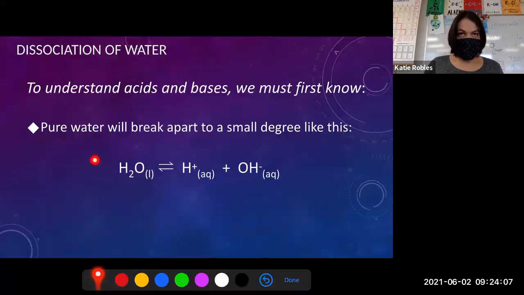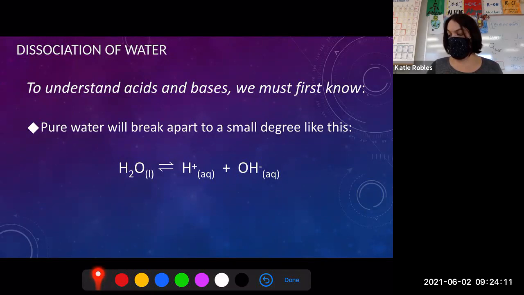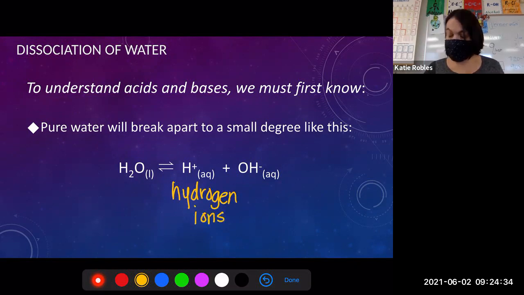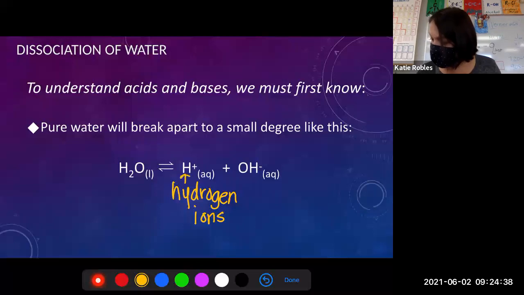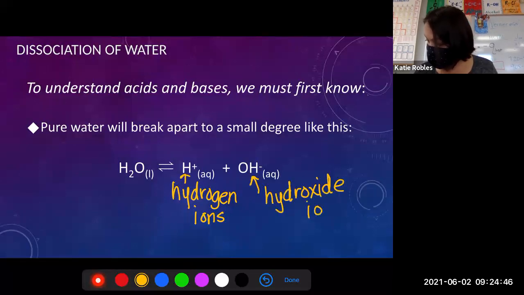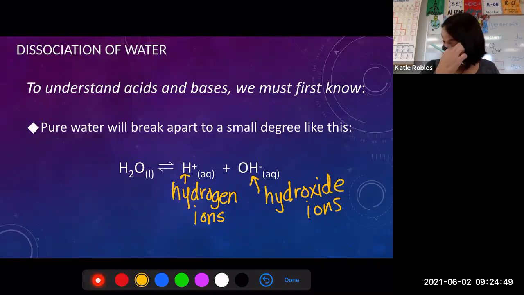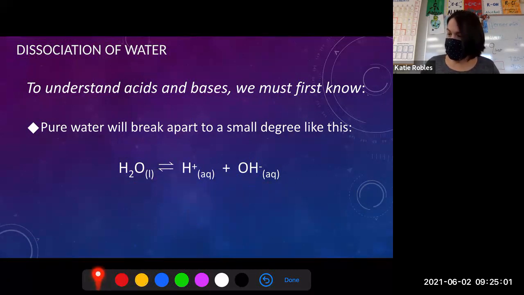Water, pure water, when it's just sitting there in a cup, will break apart a little bit into hydrogen ions and hydroxide ions. So water breaks apart to a small degree like that. And I'm going to write down those names because these names are going to become kind of confusing here in a minute. So water breaks apart into hydrogen ions, and this guy is called a hydroxide. It's a good word to know for chemistry because we use it a lot in chemistry and organic chemistry. Now, not very much, okay? So water is what we call in equilibrium with the hydrogen ions and the hydroxide ions.